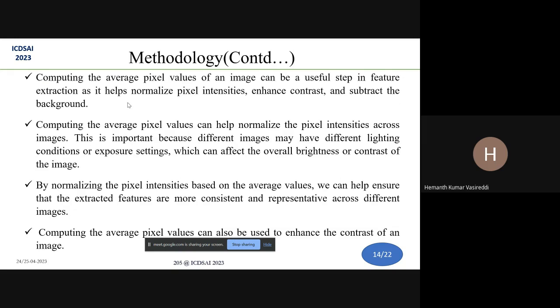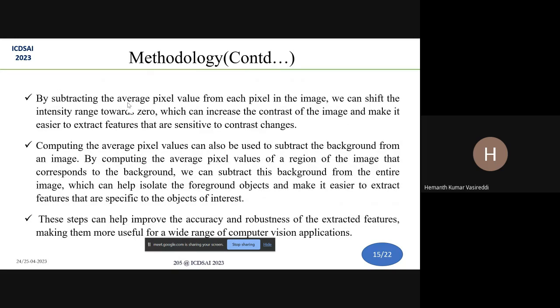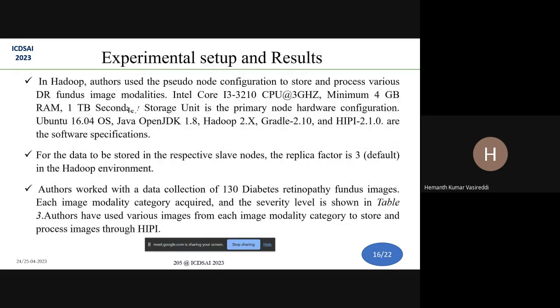After the reducer phase, we will compute the average pixel values. Why are we computing the average pixel values? Because we have a lot of advantages. The first advantage is that we can normalize the image, and then we can separate the actual region of interest from the background, and we can improve the models with more robustness and accuracy.